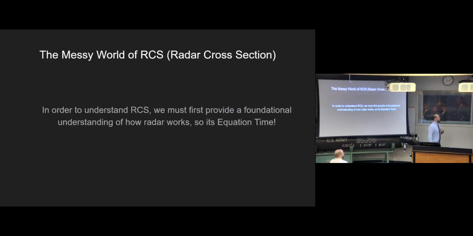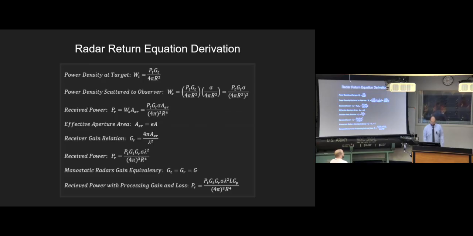We shall begin with the messy world of RCS, radar cross-section. In order to understand radar cross-section, we must provide a foundational understanding of how radar works. So it is equation time. We're going to break this down to the best of our ability and try to make it easy to comprehend. So, there's this concept of power density at a target. I probably should have put a picture up there, but there are pictures later.